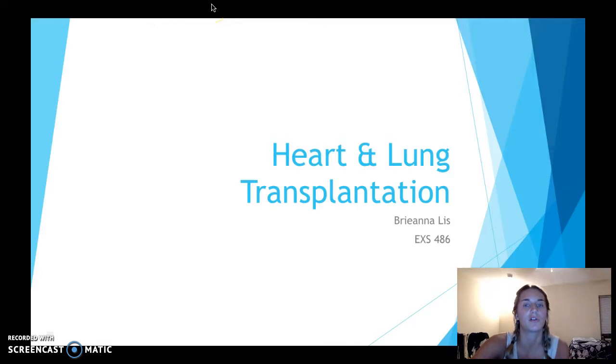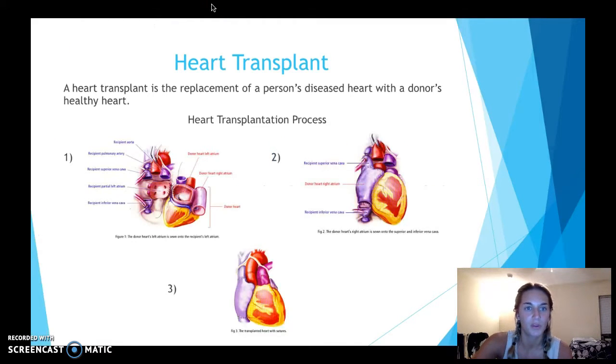I did my presentation on heart and lung transplantation. A heart transplant is the replacement of a person's diseased heart with the donor's healthy heart. The donor can be someone who has died and whose family agreed to donate their organs. The heart transplantation process is listed in pictures below.